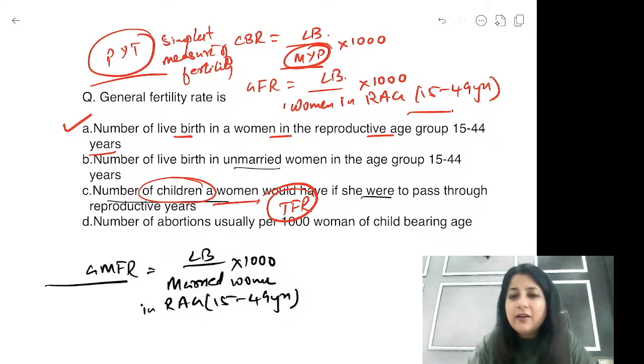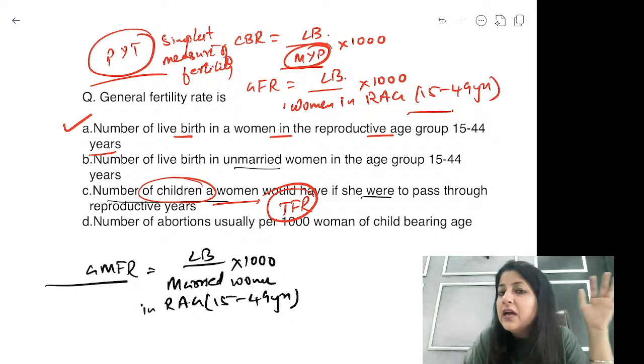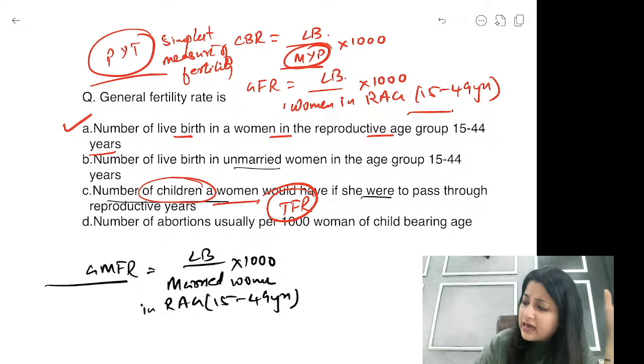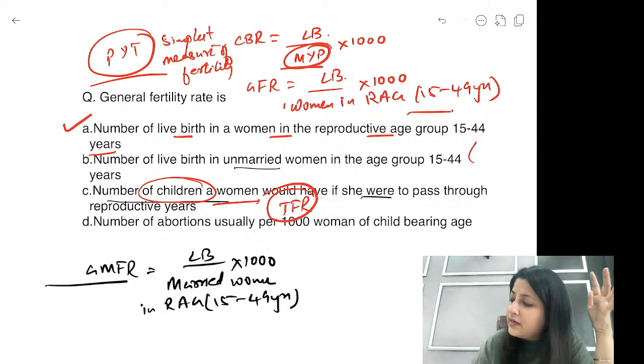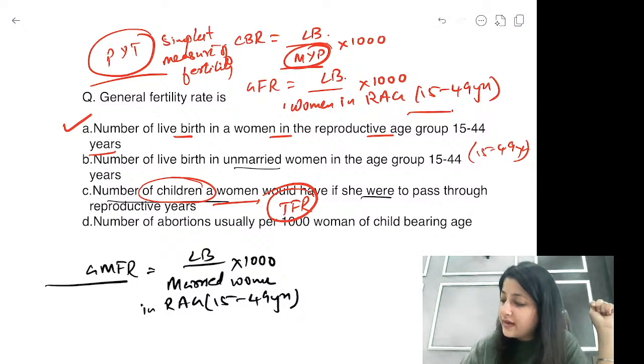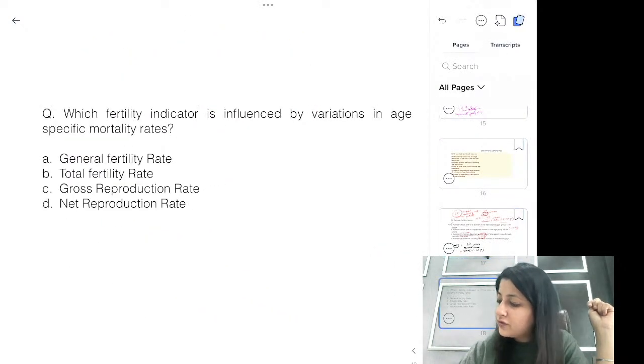No Ravi, many people consider 15 to 44, but now we consider the reproductive age group as 15 to 49 years. If it's 44, it doesn't make a difference. That was an MCQ; it will be written as 15 to 49 or 44, that doesn't make a difference. Okay, Ravi? Very good. Children is TFR. Let me give you some other question.